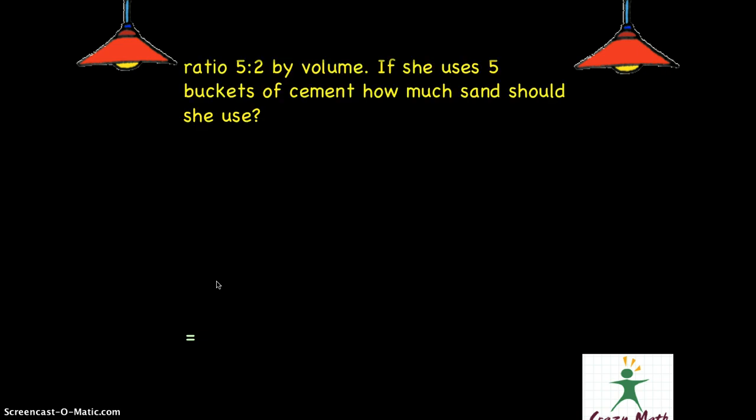Now welcome to the second part of this video, and this is solving problems using cross multiplication, or solving problems using ratio. First problem: a woman mixes sand and cement in the ratio 5:2 by volume. If she uses 5 buckets of cement, how much sand should she use?